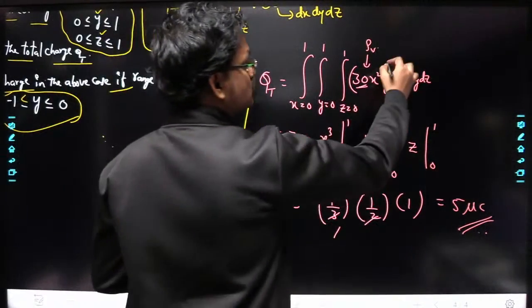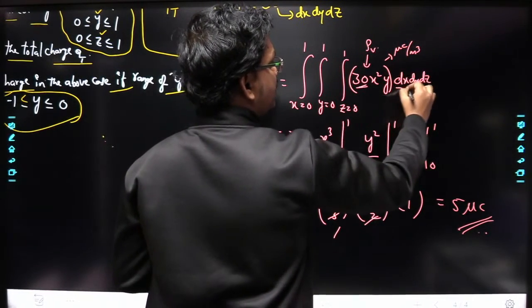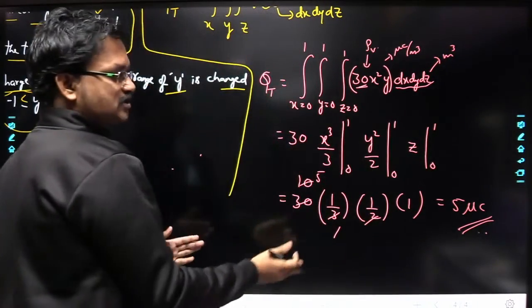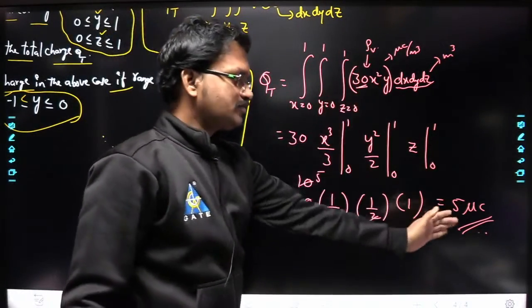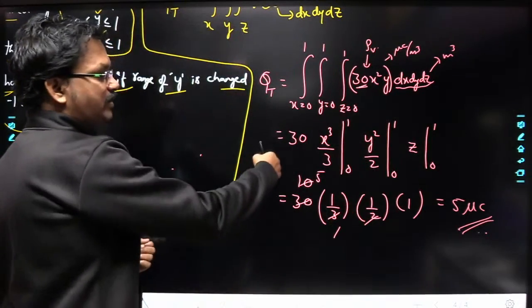So rho v is 30 x square y microcoulomb per meter cube. Here dx dy dz means you have to multiply with meter cube. So the total charge will be in terms of what? In terms of microcoulomb. Understood? So the total charge is nothing but 5 microcoulomb.